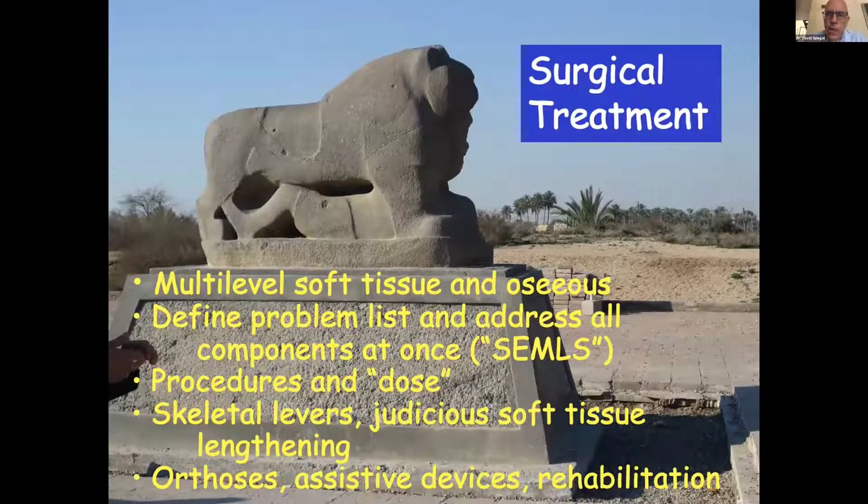Conceptually, I would advocate for trying to restore skeletal levers and trying to be quite limited in our soft tissue lengthening, as that weakens muscles that are often already weak. And then patients will always have to continue to use orthoses in the majority of cases, and their assisted devices. Rehab, maximum benefit after these lower extremity procedures can be a year later. So families have to be counseled appropriately.